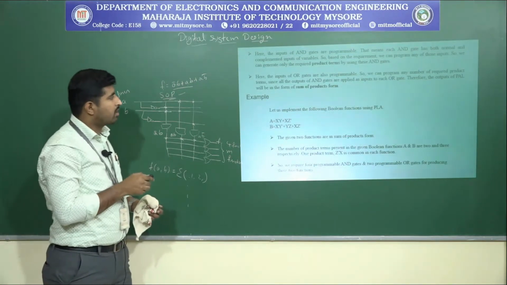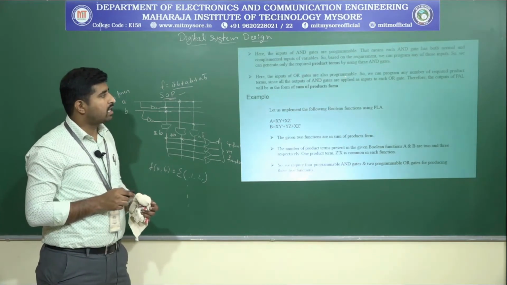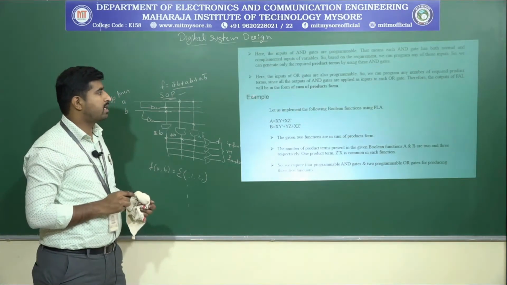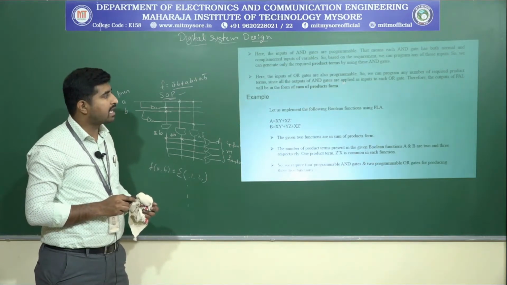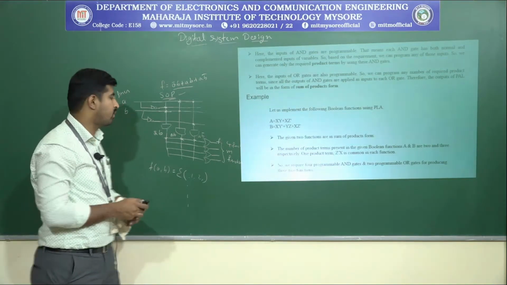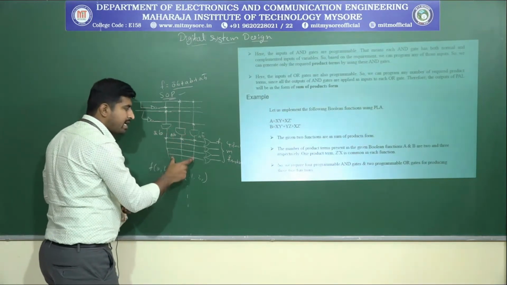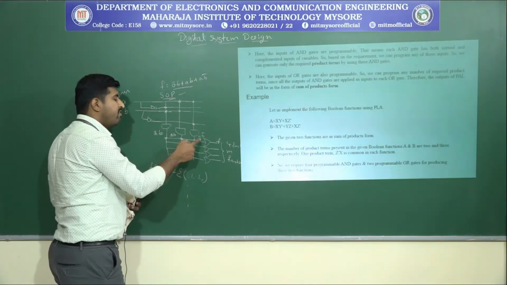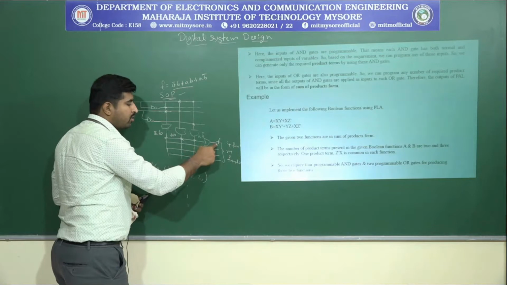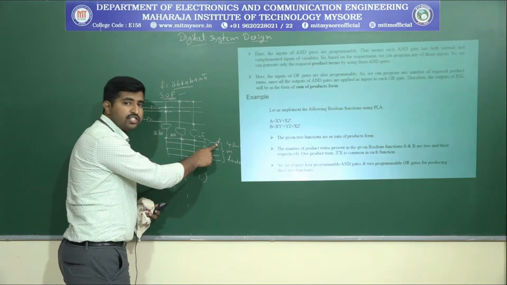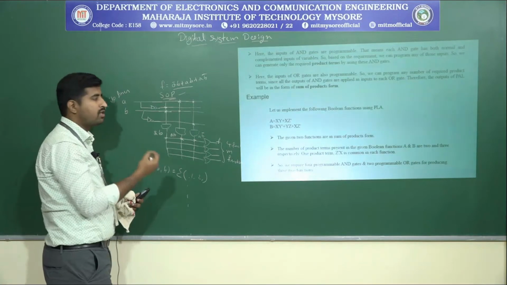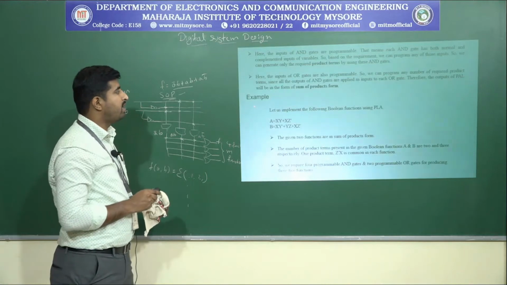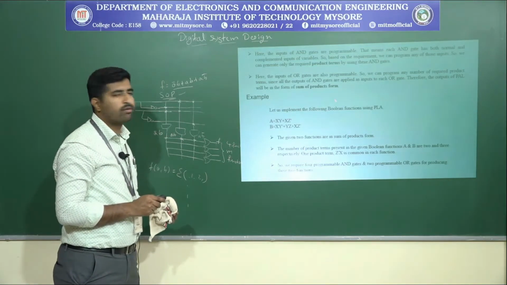Similarly, the inputs of the OR gates are also programmable. So we can program any number of required product terms, since all the outputs of the AND gates are applied as inputs to each OR gate. Whichever connections we need, we can program, and according to that we get the required function. Therefore, the outputs of the PAL will be in sum of products form.